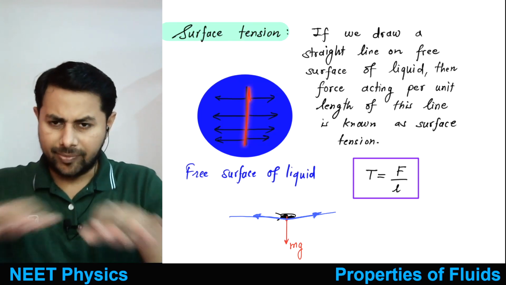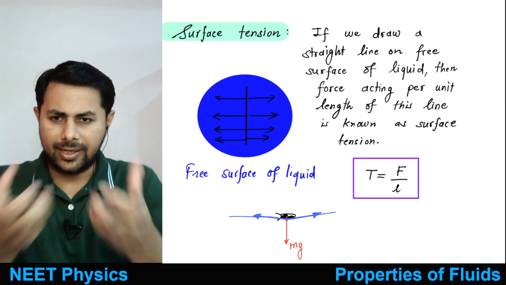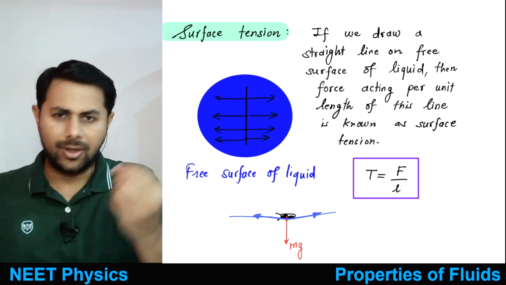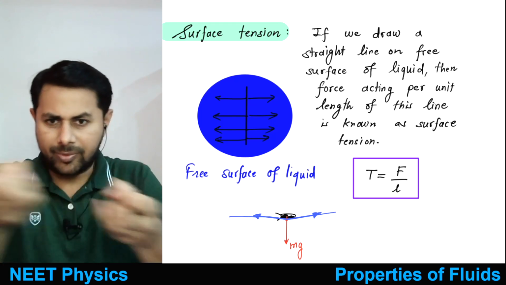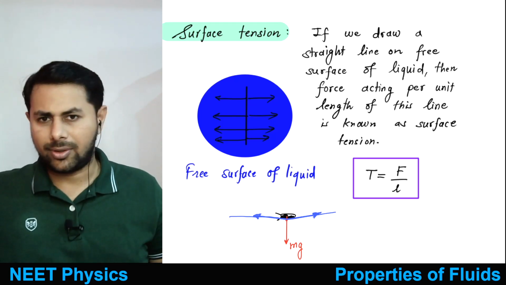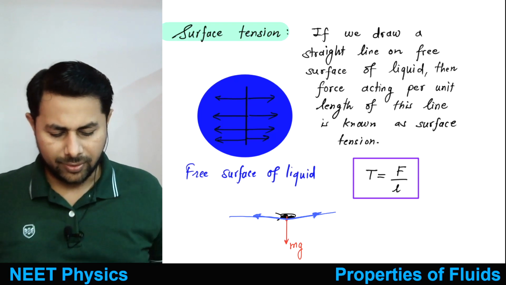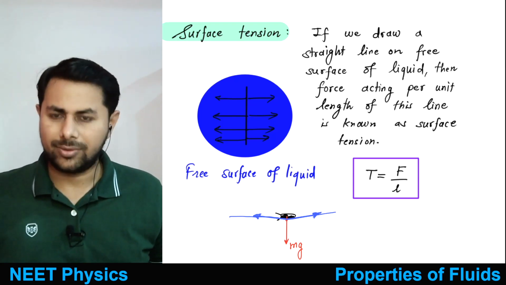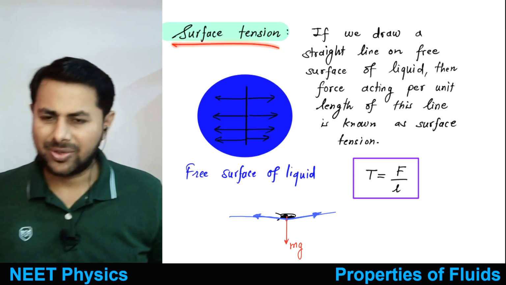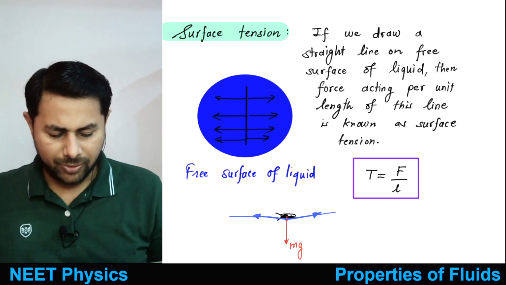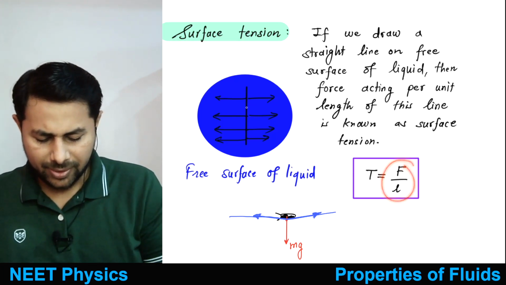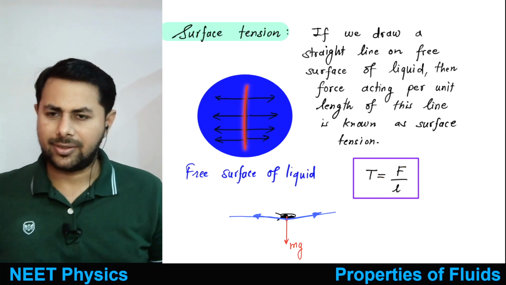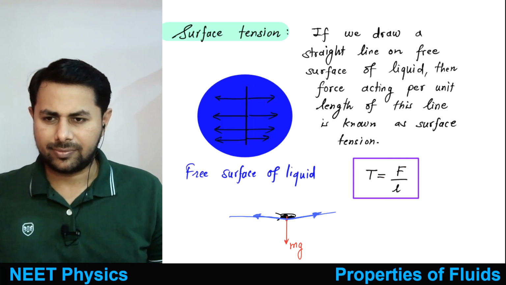So this layer, the free surface of the liquid, is like a stretched membrane, because if you think of any molecule on that layer, it gets attracted from all sides due to other liquid molecules. Now, we define this quantity called surface tension. It is the force acting per unit length of an imaginary line drawn on the free surface of a liquid.